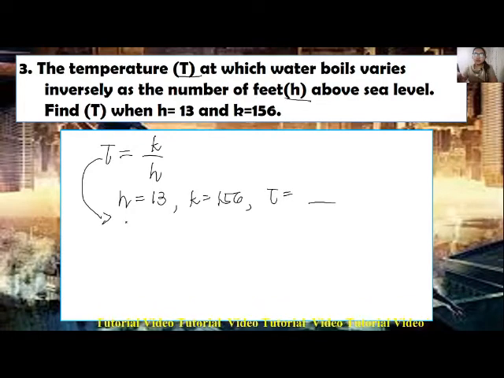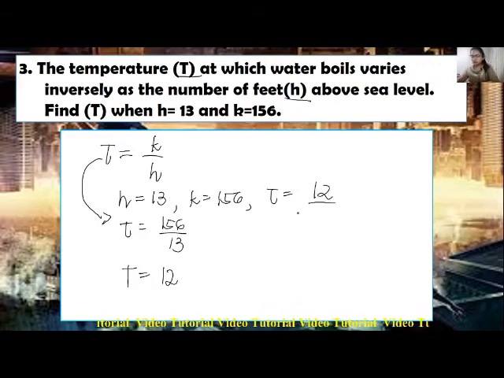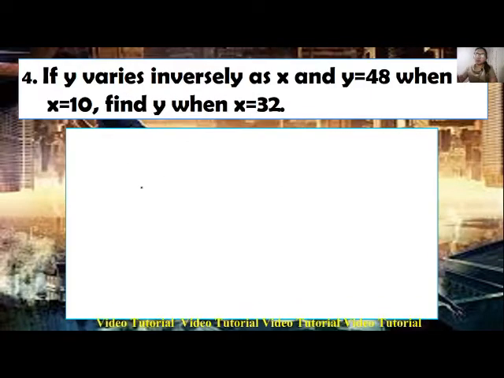Substitute the given values. This will be T equals 156 over 13. Dividing 156 divided by 13, that will give us 12. So the temperature is 12. Let's proceed with example number 4.